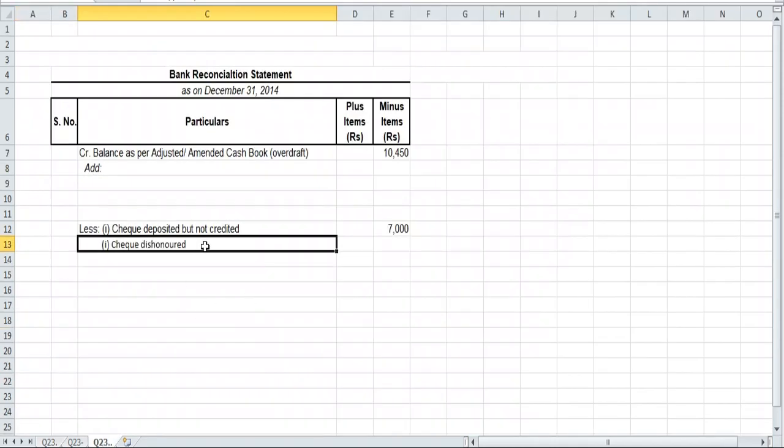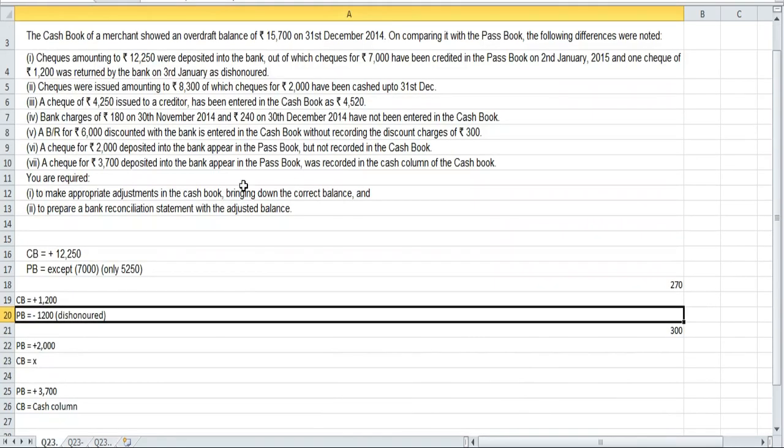So we can write here checks dishonored, not credited on deposit. So how much was the amount? It was 1200. I have written dishonored here, but actually we were supposed to write check deposited but not credited. Here, if the check is dishonored, that means automatically it was not accepted in the month of December.